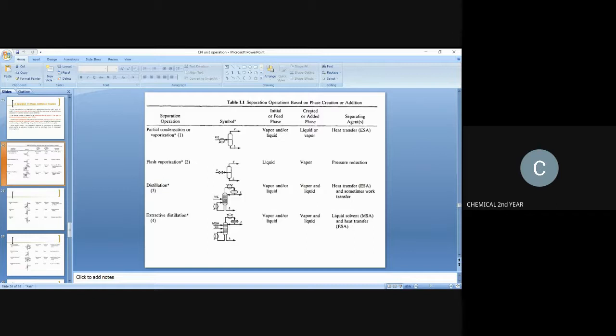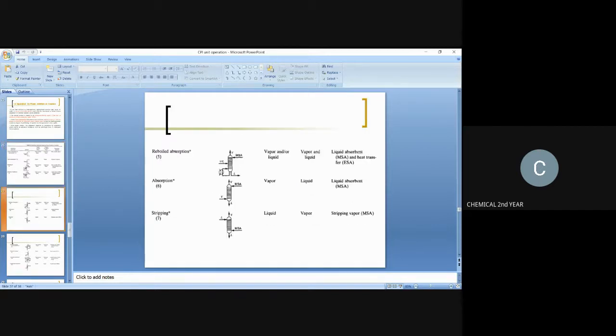And the separation operation is distillation. Initial or feed phase is vapor or liquid, created or added phases are vapor and liquid, and the separating agent is heat transfer and sometimes work transfer. Next, extractive distillation. Here, the initial or feed phase is vapor and or liquid, and the created and or added phases are vapor and liquid, and the separating agent is liquid solvent and heat transfer.